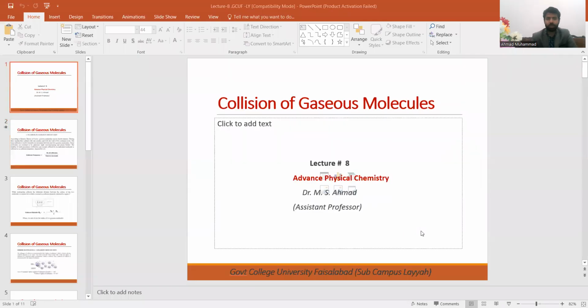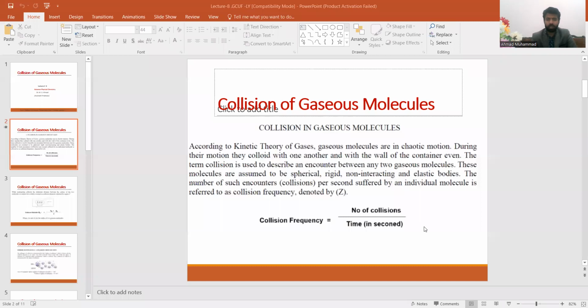Today we will discuss the important topic, which is the manipulation of gaseous molecules, and we will discuss the collision between gaseous molecules, how they collide with each other. We also discuss the collision frequency, collision diameter, collision cross section, and further we will discuss the collision frequency of these molecules for homogeneous molecules and heterogeneous molecules. So we start from the introduction of collision of gaseous molecules.